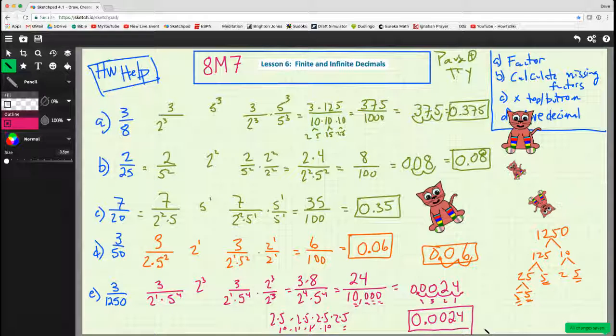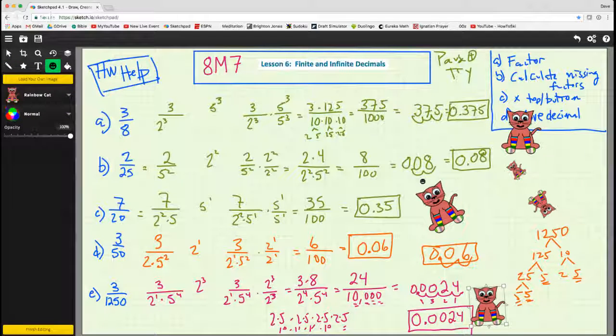And I'm just going to do that on my calculator to make sure I didn't do anything wrong. And indeed, we have a happy cat. We have a happy cat because he loves it. He purrs when the math is right.